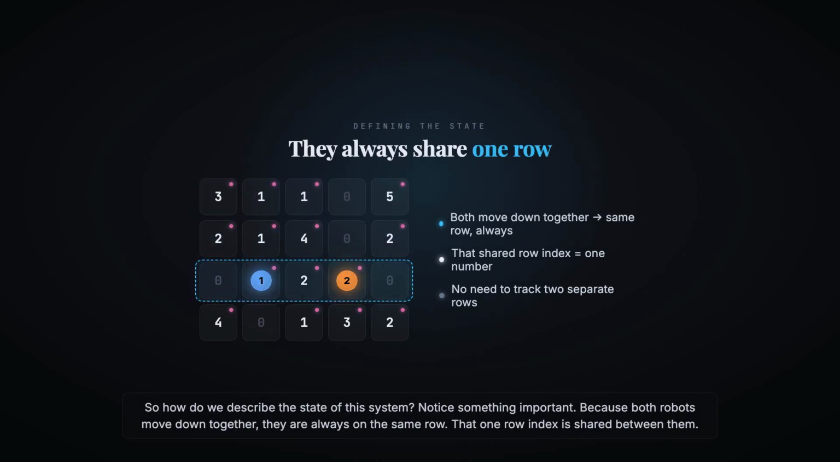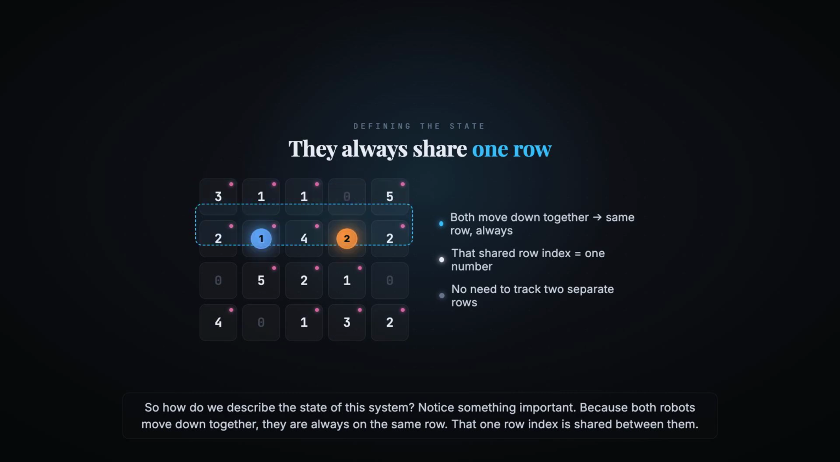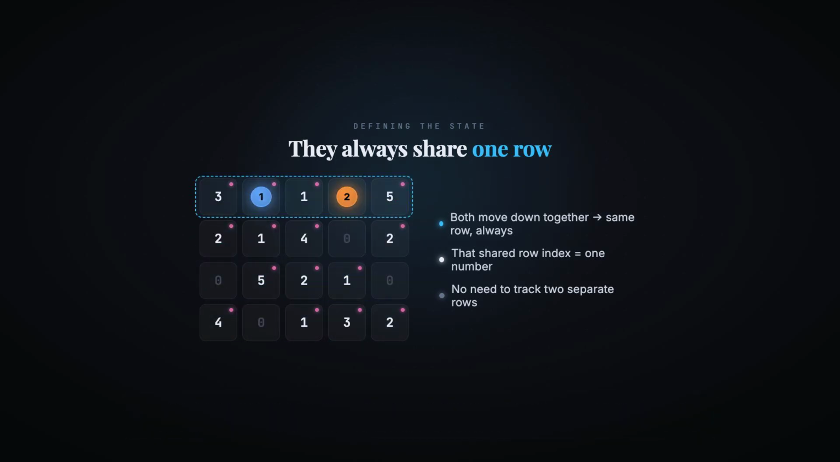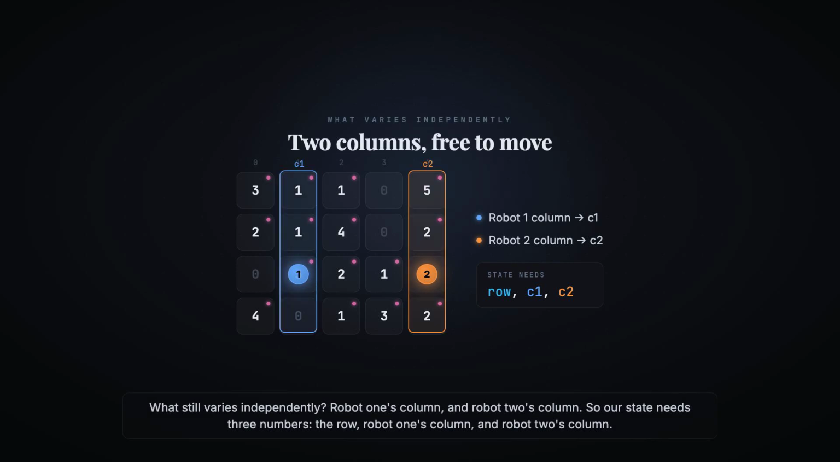Notice something important. Because both robots move down together, they are always on the same row. That one row index is shared between them. What still varies independently? Robot 1's column and Robot 2's column. So our state needs three numbers: the row, Robot 1's column, and Robot 2's column.